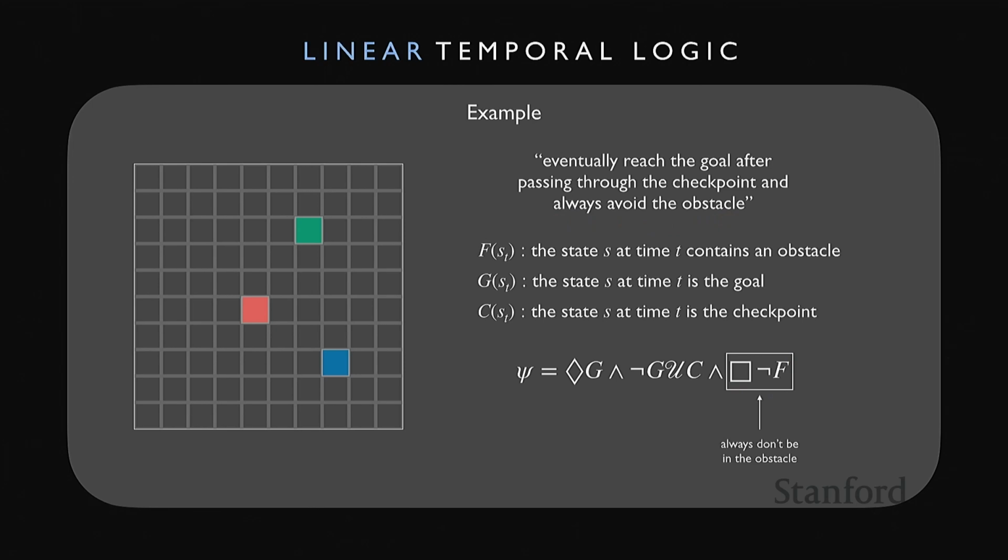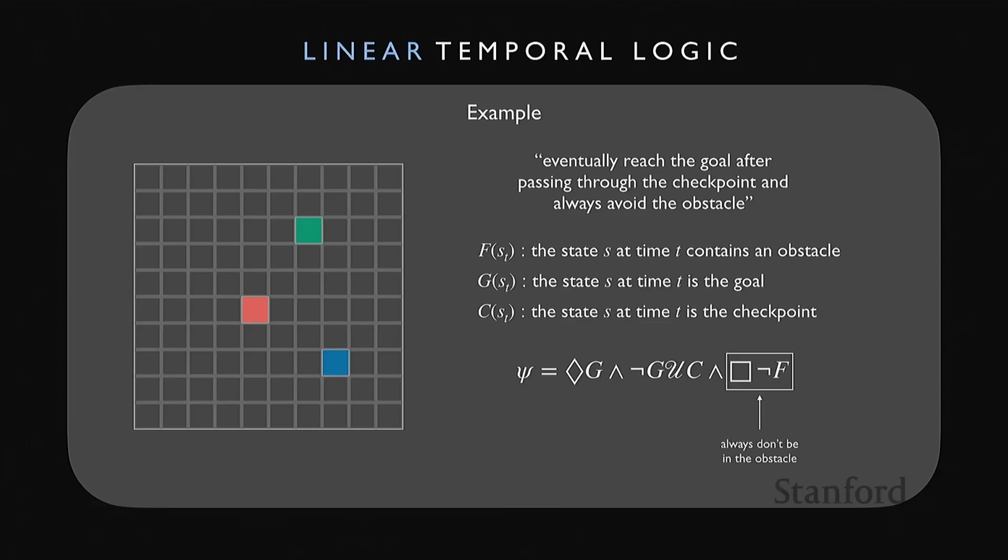Any other questions on that? Yep. So if we wanted to allow trajectories which reach the goal before reaching the checkpoint, but then reach the checkpoint and then reach the goal, how could we modify this to include those trajectories? Since I guess that's what I initially thought the natural language statement was referring to.